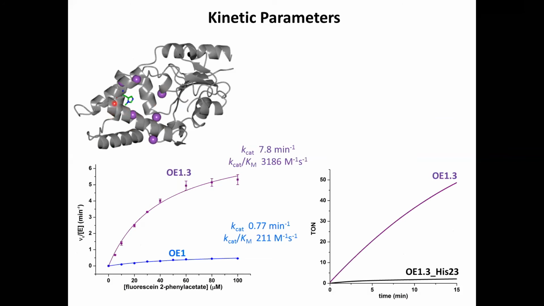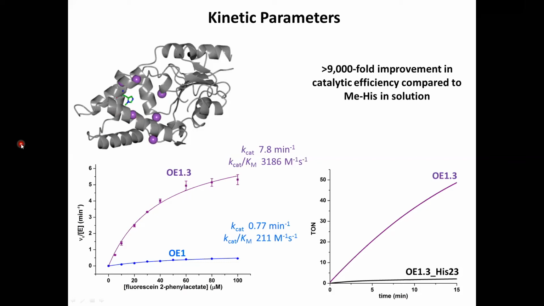Probably the most nerve-wracking experiment in any of this is, at the end of your engineering, you should really replace the non-canonical nucleophile back with the original histidine. And pleasingly, when we did this, what we can see is that the function is abolished. Okay, so this activity is strictly dependent on the non-canonical nucleophile. And again, a very important parameter is that if we're designing protein catalysts or enzymes, we want them to accelerate reactions compared to the small molecule in solution. That's very important to us.